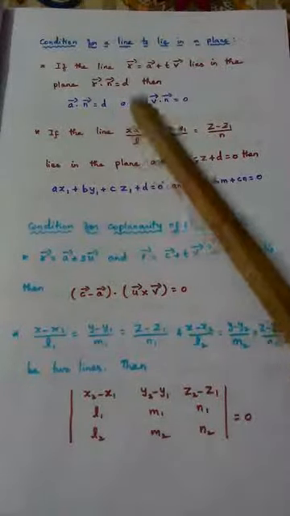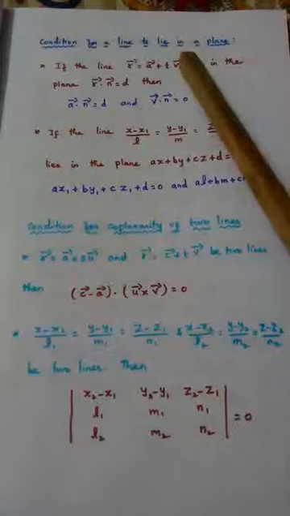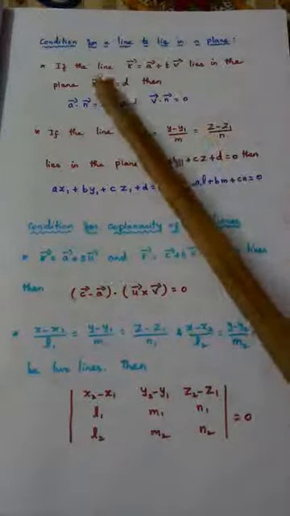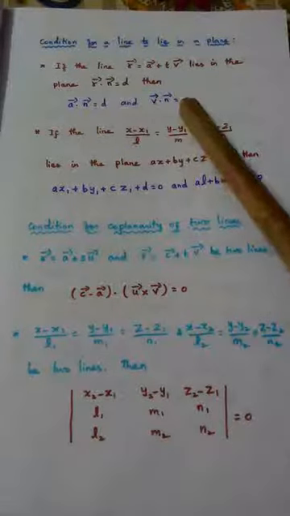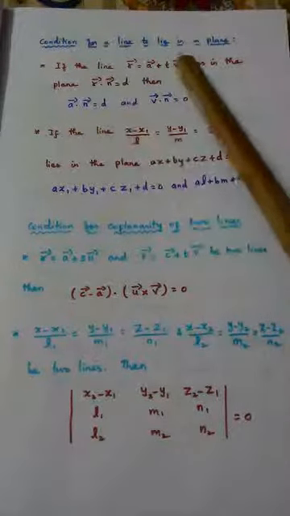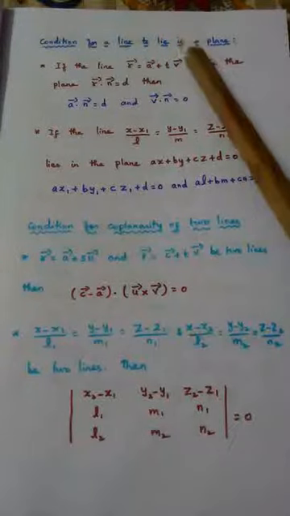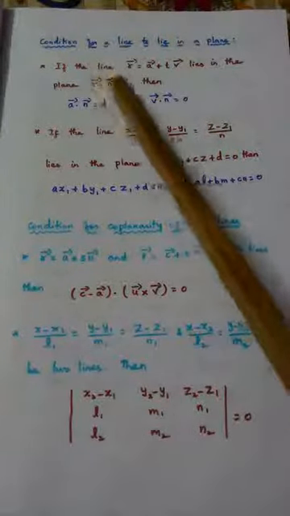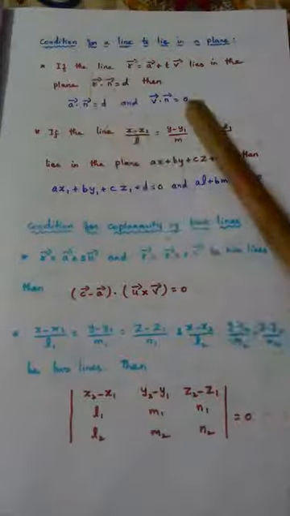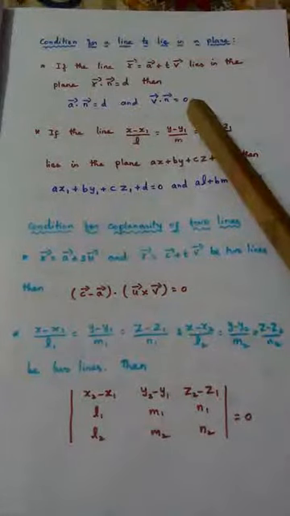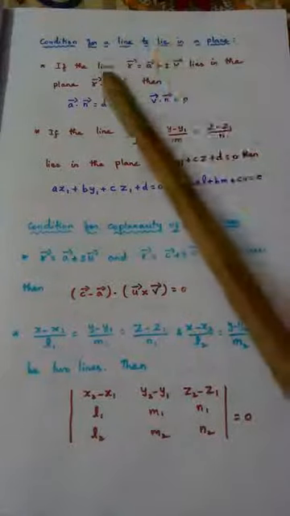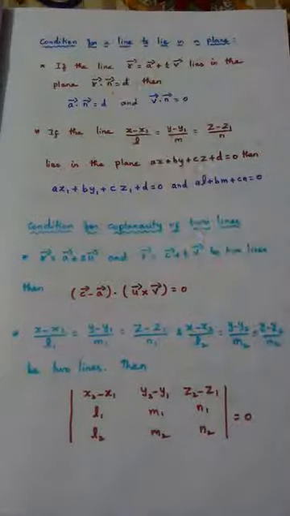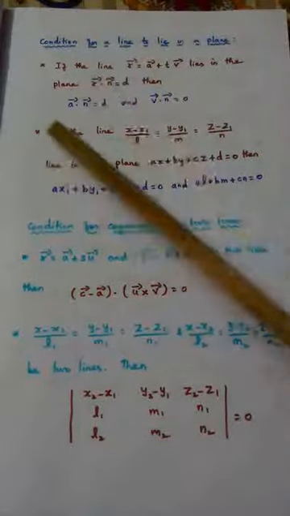And the second one is, if I substitute v vector in place of r vector, that is v vector dot n vector, the answer should be 0. What is v vector? Parallel vector of the straight line. If the parallel vector of the straight line is substituted in the plane's equation, the answer should be 0. So these are the conditions for a straight line to lie in this plane. Try to understand.